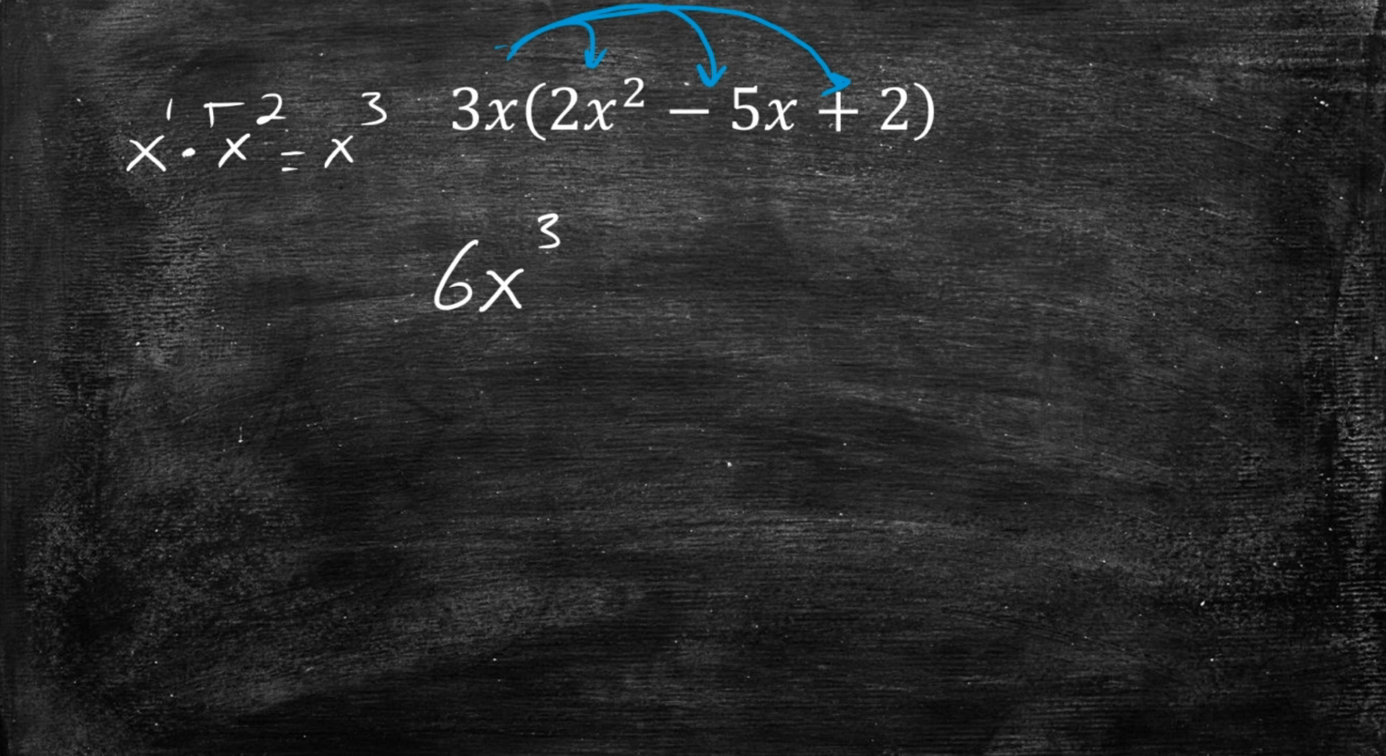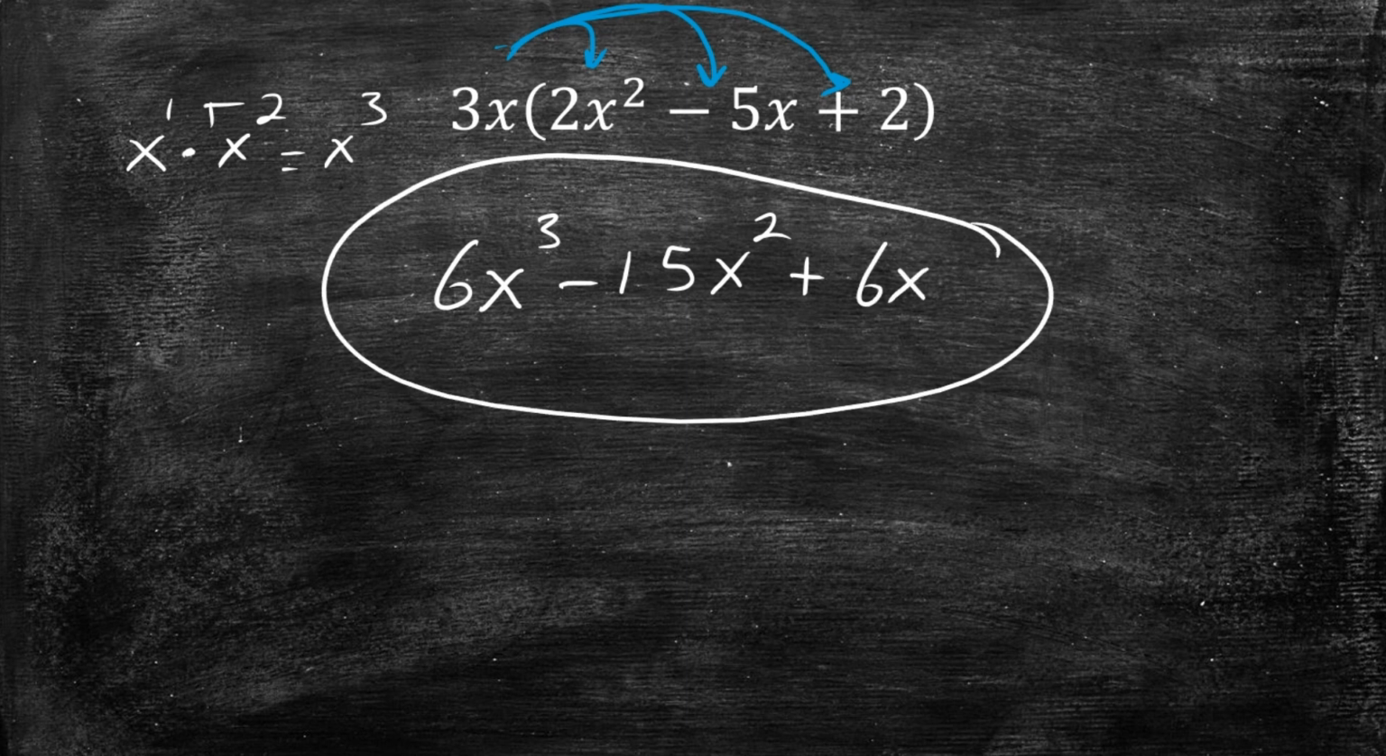Next, you get 3x times negative 5x, which is negative 15x squared. And then you have 3x times 2, which is plus 6x. So this is our final answer for this problem. Therefore, this example is complete.